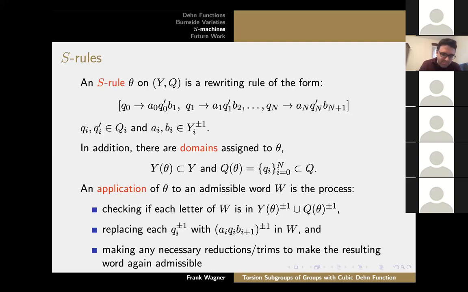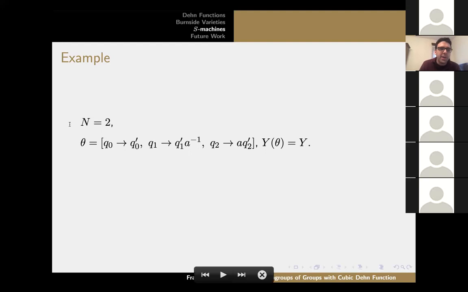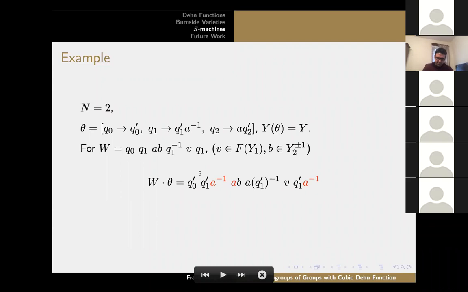Okay, so a simple example, just to see what I'm talking about. If we take n to be 2, right, and we define our rule to be q0 goes to q0 prime, and what's written here, and say we just take the domain of theta in the y's to just be the whole alphabet so that we don't need to worry about anything. Now we take this word, q0, q1, ab, q1 inverse, v, let's just say v is some non-empty word in the right alphabet, and then q1. So now theta needs to check that everything's in the right alphabet. Well, all the y letters are fine because everything's in the right alphabet. And then everything I had given it was on the left side of the actual writing of the rule. So now we just turn everything into what's on the right side. So q0 turns into q0 prime, q1 turns into q1 prime a inverse, and so on.